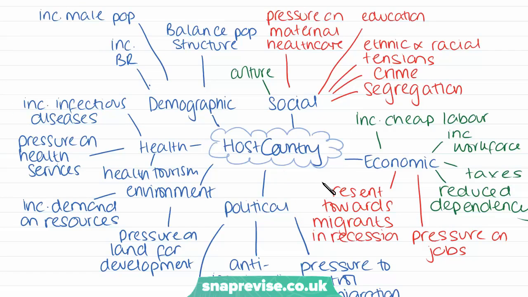So now, looking at the implications for host countries, which are the countries where migrants are moving to, we'll look at some of the implications there. Demographically, there will be a balance of population structure. If the population was previously aging, with an influx of the younger, mostly male populations from other countries, this is going to balance out the population structure, and it might also end up increasing the birth rate because there'll be more young people of fertile age and they'll start having children as well.